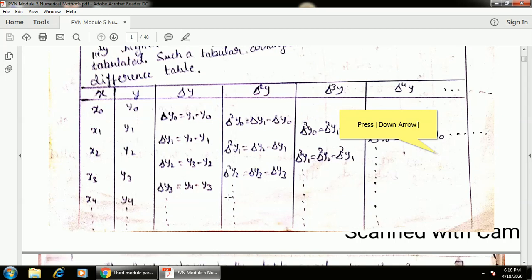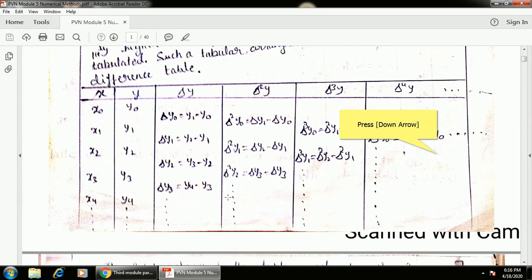The differences of first order forward differences are the second order forward differences. Second order forward difference of the function at y0 is delta square y0, that's equal to delta y1 minus delta y0. Similarly, second order forward difference of the function at y1 is delta square y1, that is equal to delta y2 minus delta y1 and so on.